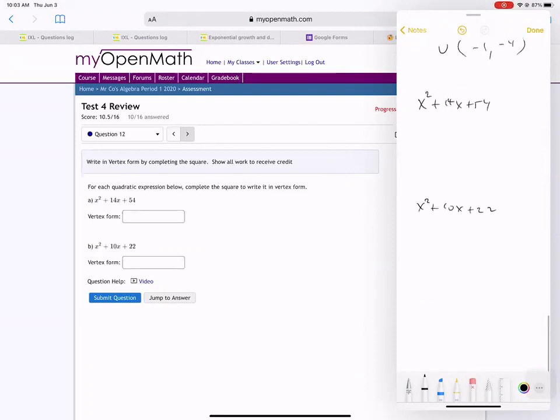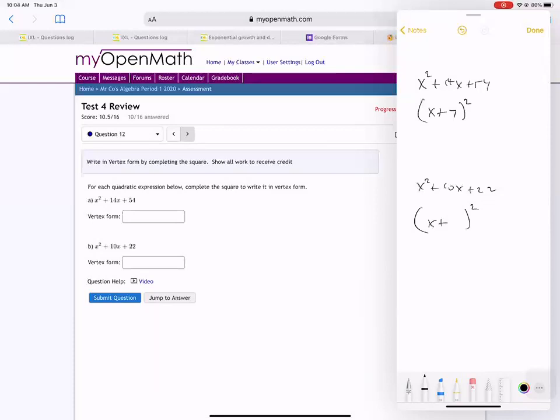This is a good time for us to practice converting to vertex form again. Here we go, bubble up. x plus what? What do you think? We always divide the middle term, the 14 and 10, by 2. 14 divided by 2 is 7. 10 divided by 2 is 5. Great. And then we square it. So plus 49 and minus 49, I'm sorry. And over here, plus 25 and minus 25.